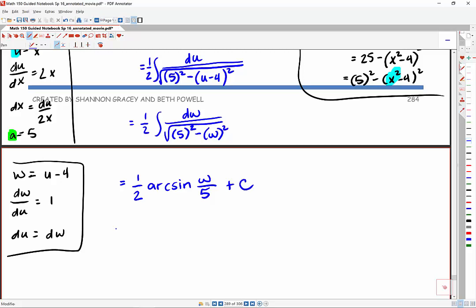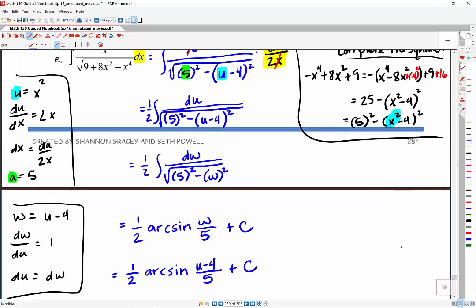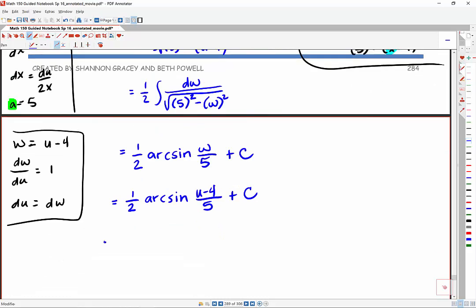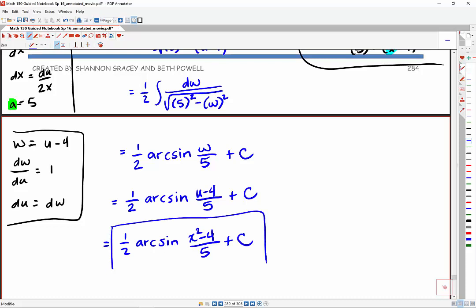Now you've got to back substitute all this stuff. So you'd have 1/2 arc sine. What was w? W was u minus 4 over a, which was 5, and then plus c. But what was u? U was x squared. Good. So that would give us 1/2 times arc sine of x squared minus 4 over 5 plus c. And you're finally done.